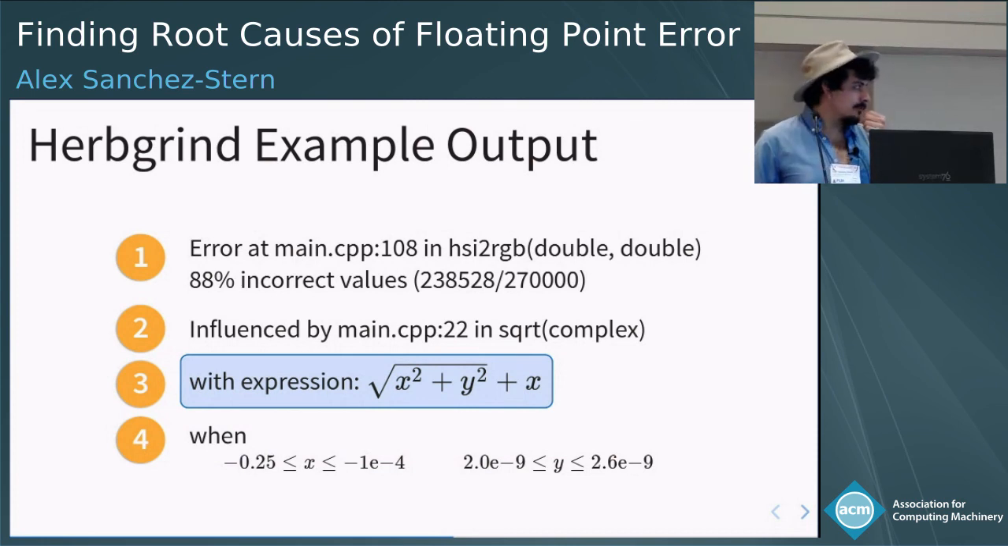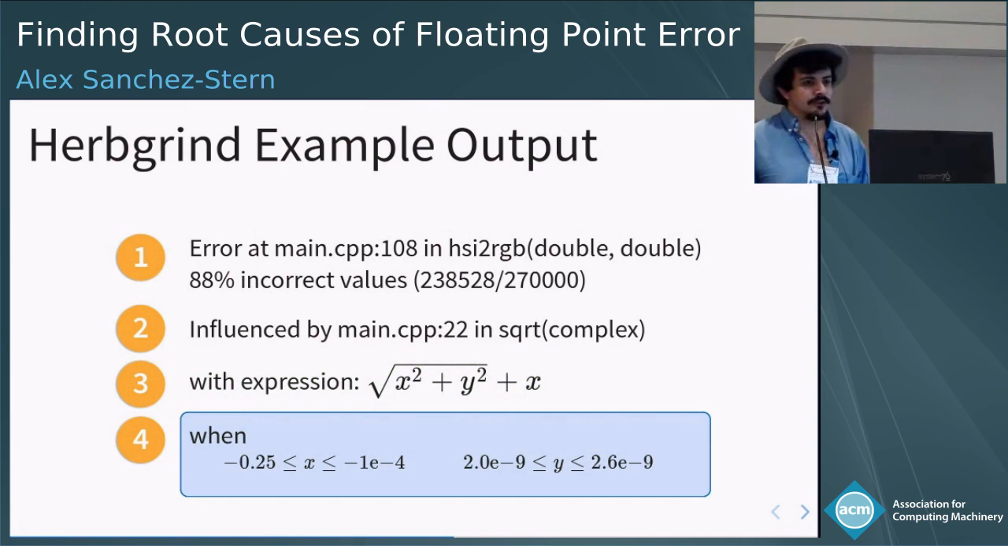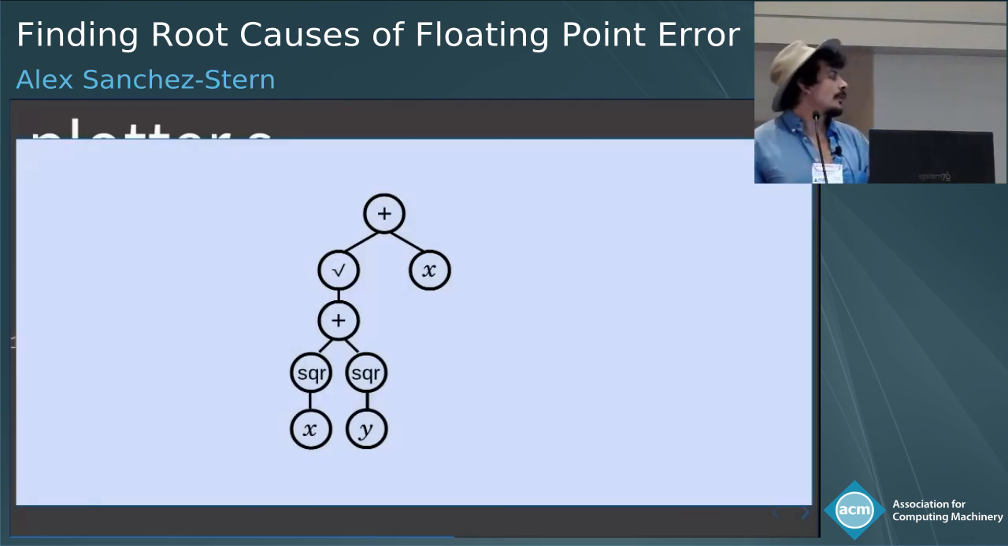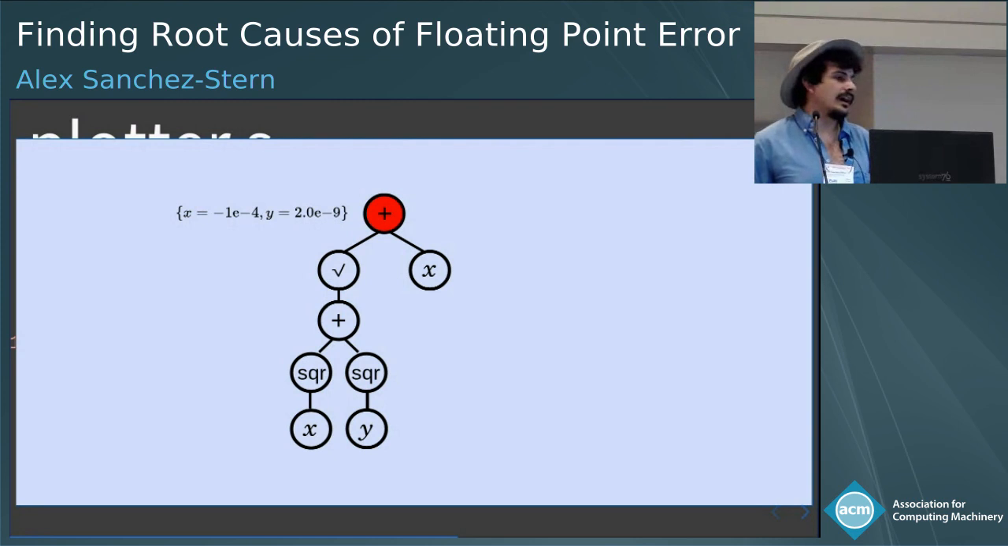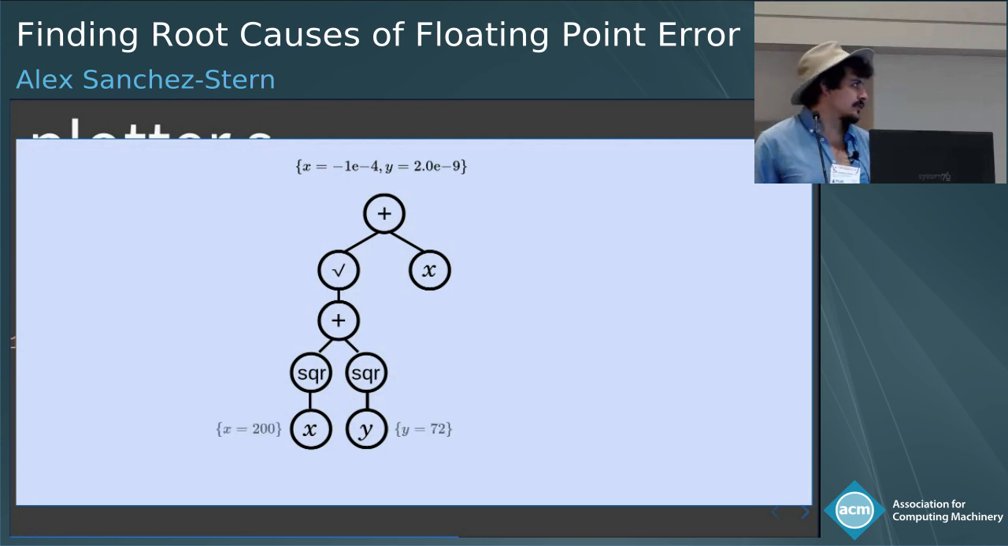So to get this information, we're going to take our expression and break it down into a tree. And at the leaves of the tree, we'll hold information about what are the inputs that came into this expression. And every time this expression executes, we'll propagate the information about the inputs up to the top of the tree. And if we see local error, we'll remember that for these values of x and y, we had problematic behavior. So we'll do this for every value of x and y that goes through this expression. But if it doesn't produce error, then we'll just throw it away. And if it does, we'll add it to this set. So at the end of the program, we know exactly which values of x and y caused error.